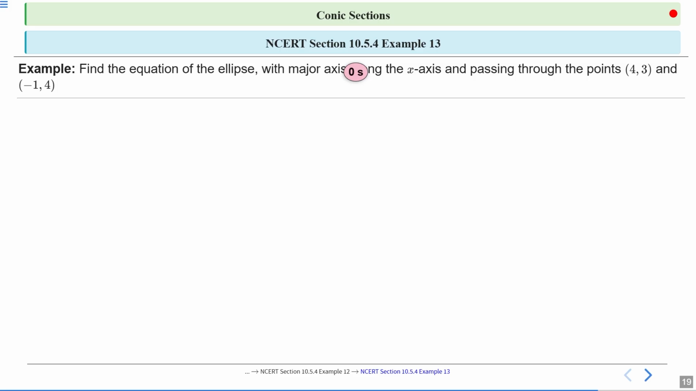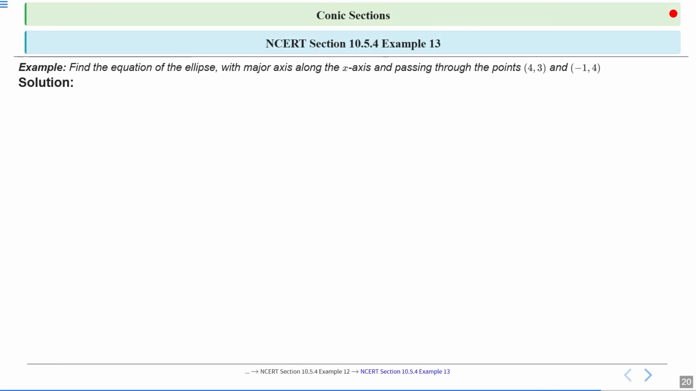Okay students, now we will solve this example. So first of all, let the standard form of the ellipse be x square upon a square plus y square upon b square equal to 1.